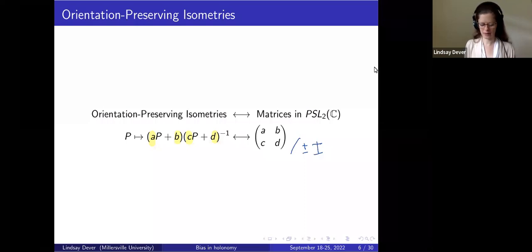And it's kind of a fun exercise to check why the identity and minus the identity would give you the same isometry.